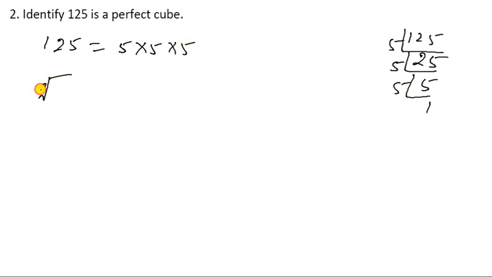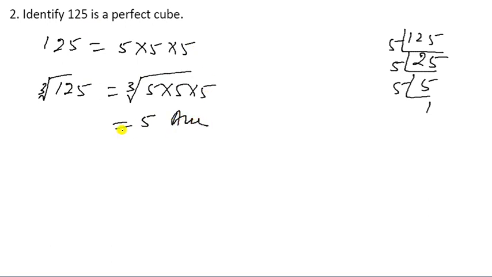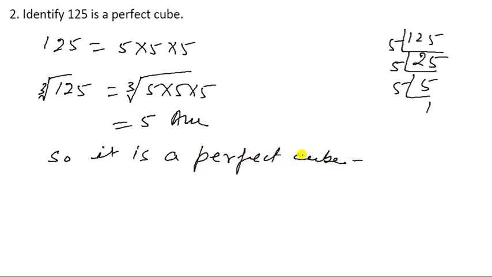Now take the cube root of 125. So you have to write cube root of 5 into 5 into 5. That means we take pairs of 3 terms, so we get only 5. So identify the perfect cube: the answer is 5. So it is a perfect cube. So you can write here, it is a perfect cube. So that is the answer.